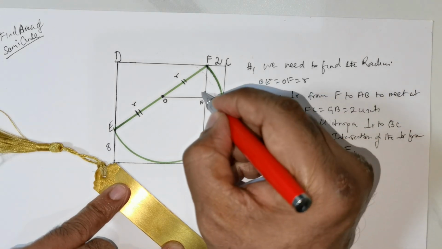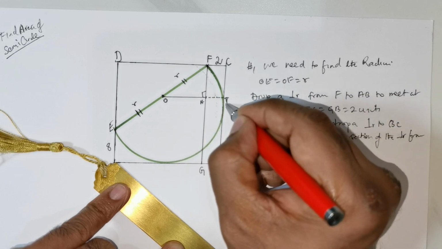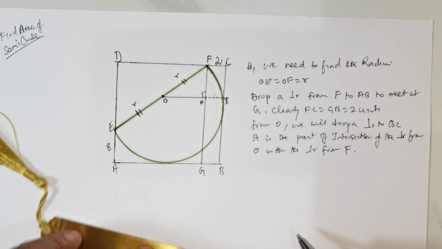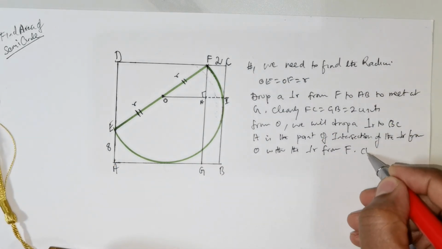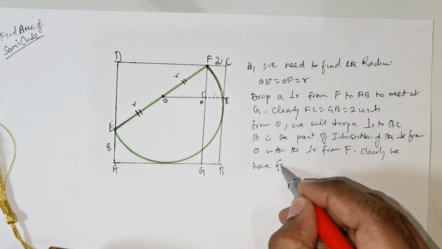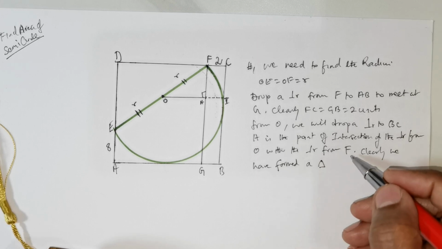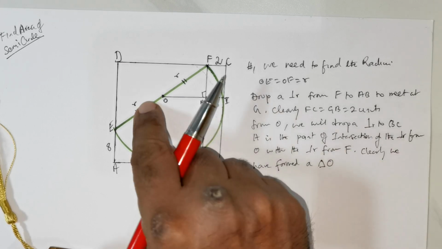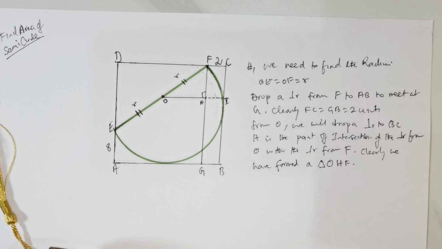So that means this angle is 90 degree. Let me take this as I. Fair enough. So I have a triangle here. Clearly we have formed a triangle. Now I'm going to name or call the triangle as OHF. Okay.